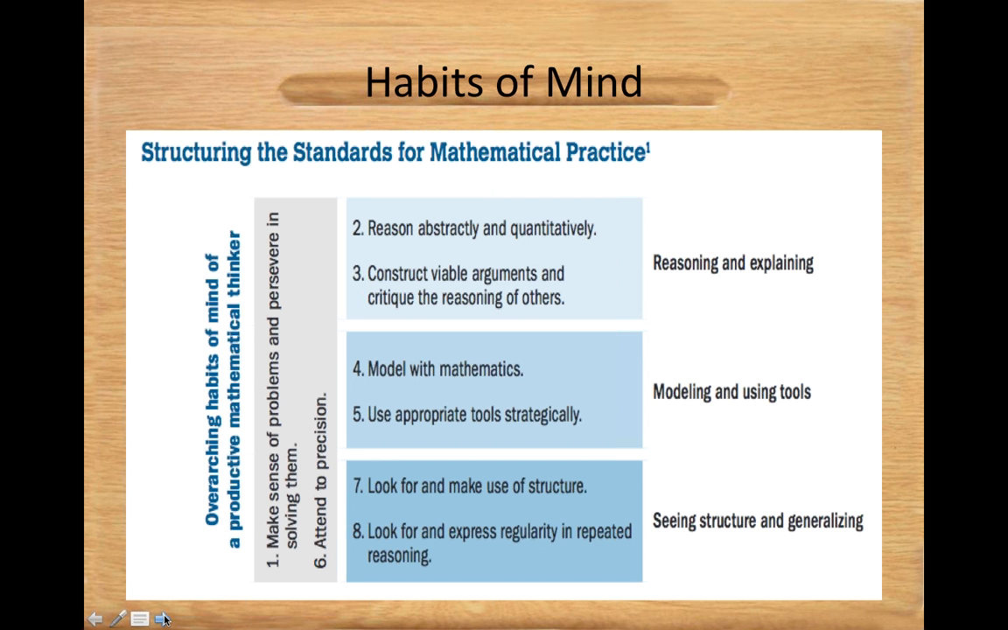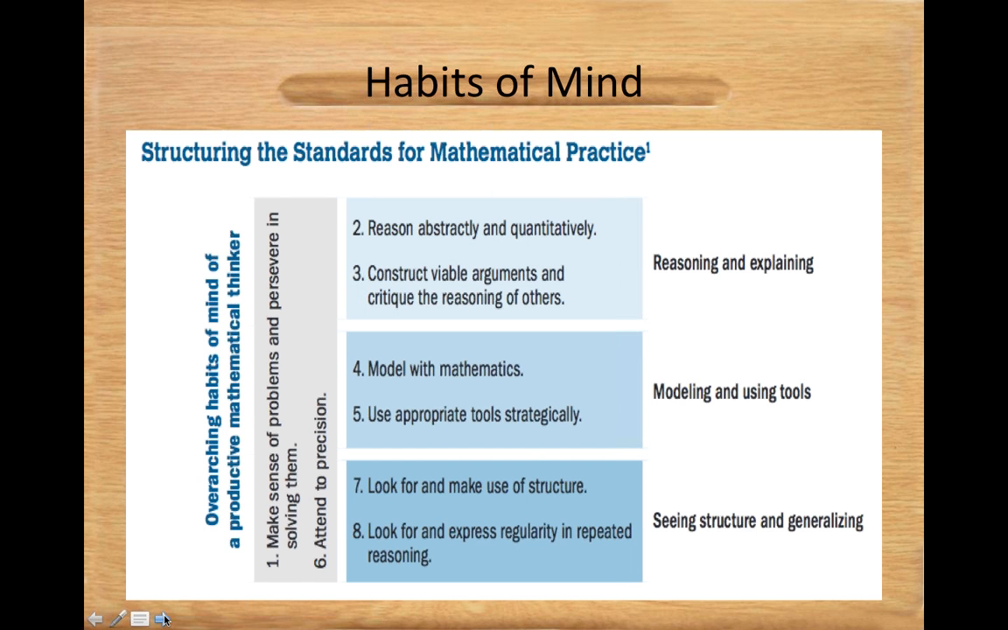So if we look at dissecting these habits of mind, practices, and the standards, the overarching is being able to make sense of the problems and persevere in solving them and attending to precision. You want to make sure you have an accurate, reasonable answer. But when you're developing problems today and you're looking at tasks, how do I look at these tasks for habits of mind? So if I want to reason and explain, I want to make sure that my task or my problem requires students to reason abstractly and quantitatively, construct viable arguments, and critique the reasoning of others. So again, those are the two standards if I'm asking them to reason through a problem and explain, to demonstrate.